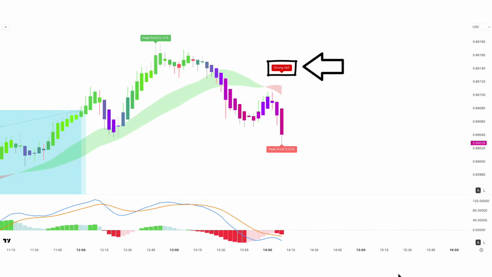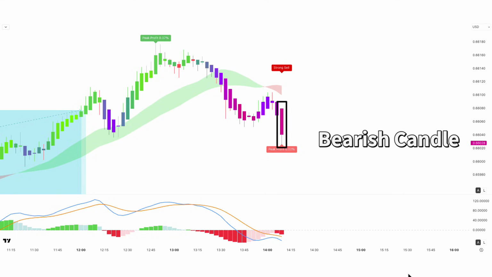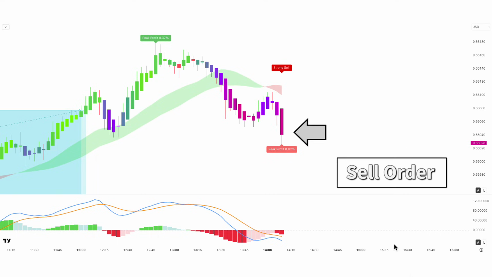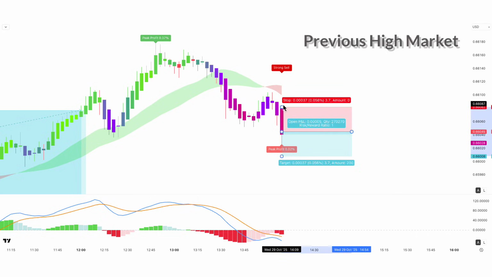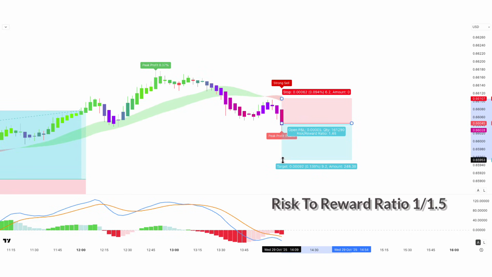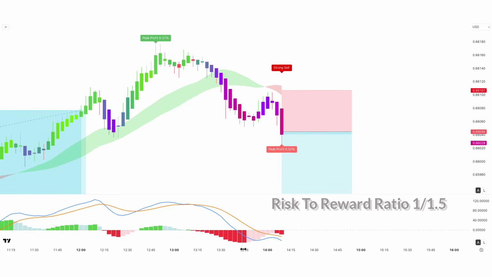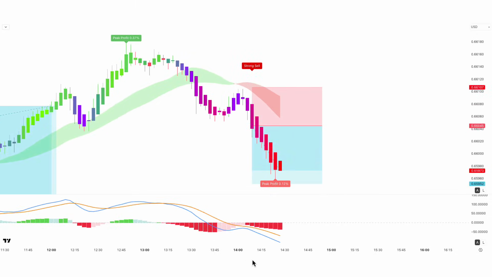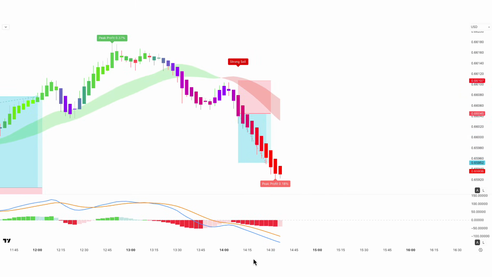Here, the ultimate algo arrow of this indicator is a strong sell signal. Here, the orange line of volatility adjusted is above the blue line. Here, market has made a bearish candle to give confirmation. So all our conditions are being fulfilled, so we are placing an order to sell. Our stop loss is to be placed at the previous high of the market, and the risk to reward ratio will be 1:1.5. We have won the trade. Let's find the next trade.